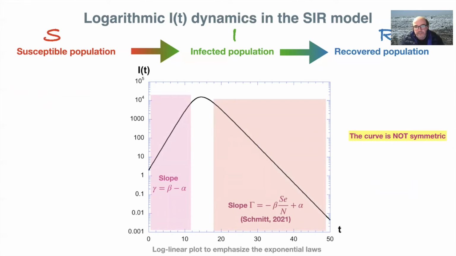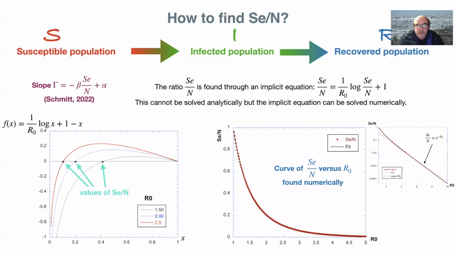To summarize, we are interested in this curve I of t. We have an exponential increase with small gamma, an exponential decrease with a slope capital gamma, and these two exponents, small gamma and capital gamma, are given by expressions linked with other parameters. So what I wanted to know is how they compare.